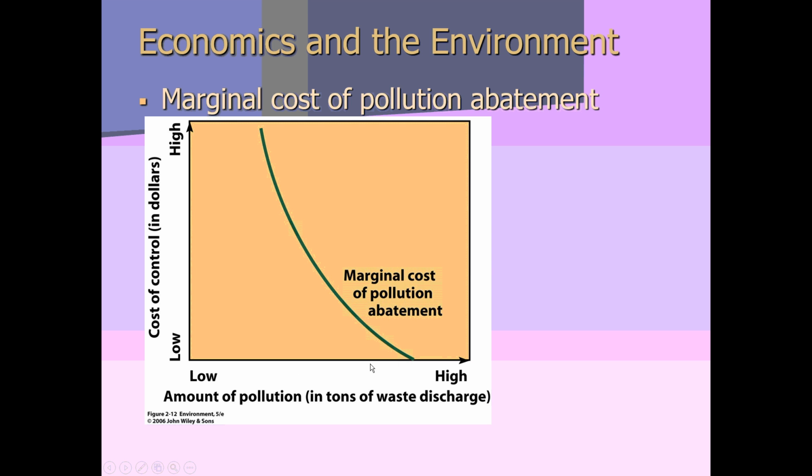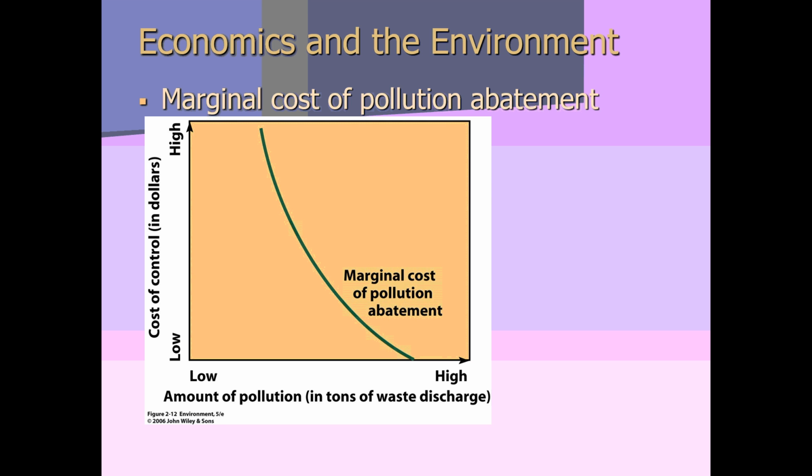What is the marginal cost of pollution abatement? First of all, the word abatement means to stop or to slow pollution. So this is saying the cost to stop polluting. That's really what the title of this graph is. What it's saying is that it is going to cost more to pollute less. I know I'm reading it kind of odd if you look at it, but if you're going to pollute less, it's going to cost more.